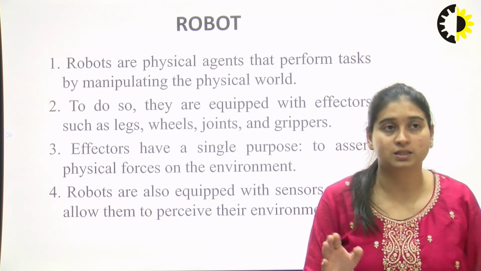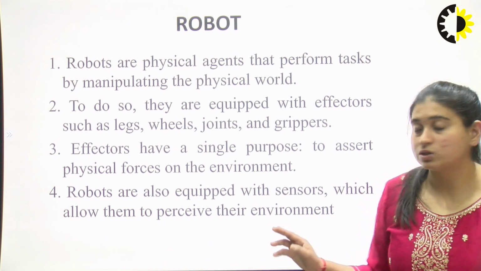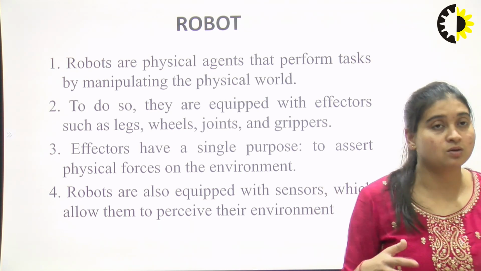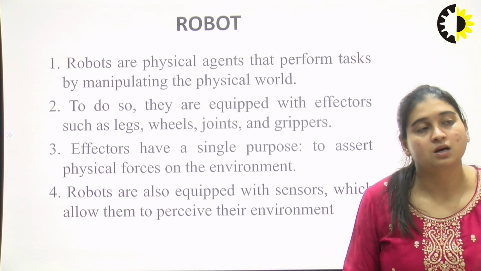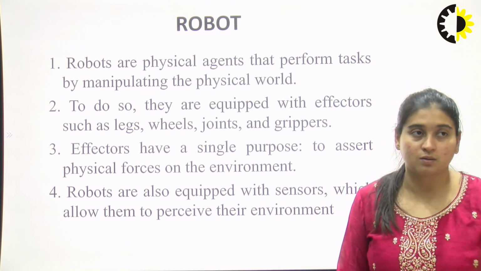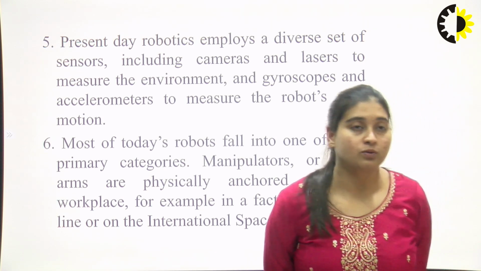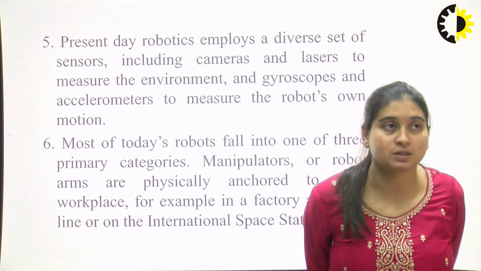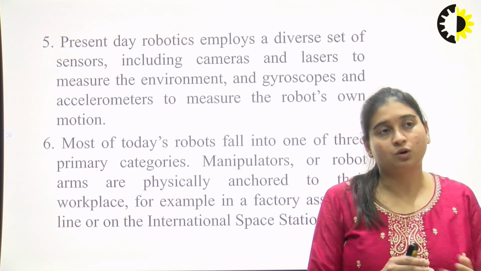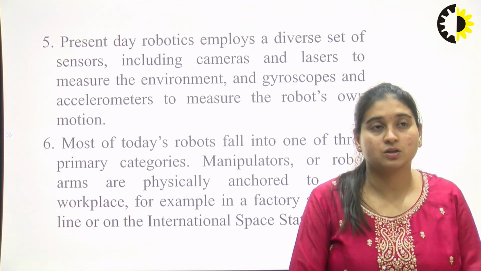There are many terms like environment, state, effectors, and we have already discussed all these terminologies. Fourth point is that robots are also equipped with sensors. You already know what sensors are, which allow a robot to perceive information, the knowledge from the environment. So they have effectors, they have sensors, to sense something from the environment and to exert physical forces on the environment. Now, there are some more points about robots. Fifth point is that present day robotics employs a diverse set of sensors, including cameras and lasers to measure the environment, and gyroscopes and accelerometers to measure the robot's own motion. So there is a lot of equipment to measure the robot's own motion.